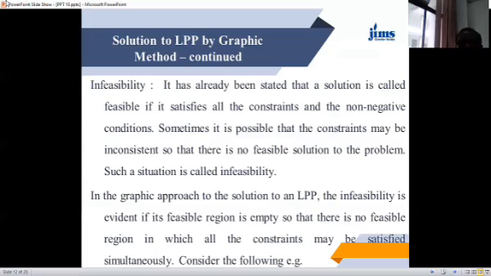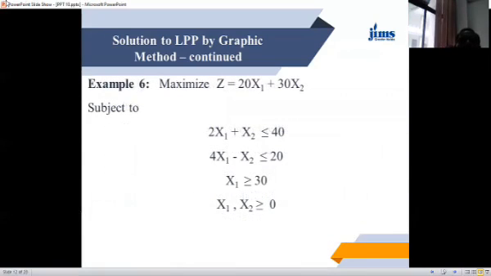So you do not get any region where all the constraints are satisfied. Let us consider the following example. Maximize z is equal to 20x1 plus 30x2, subject to the conditions 2x1 plus x2 is less than or equal to 40, 4x1 minus x2 is less than or equal to 20, x1 is greater than or equal to 30, and x1, x2 both greater than or equal to 0. That is the condition of non-negativity, by which the variables cannot assume a negative value.